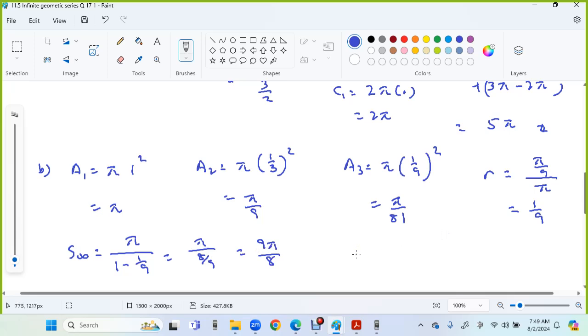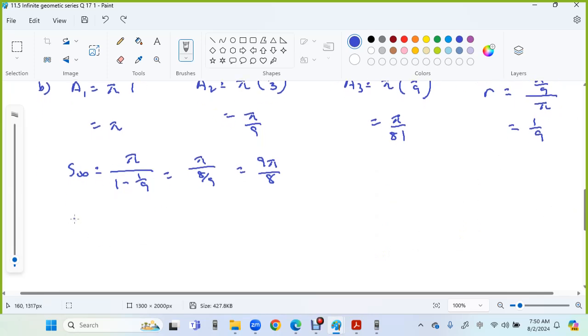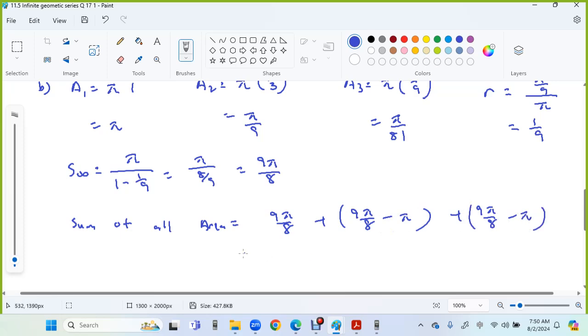So the sum of all the areas will be 9 pi over 8 plus 9 pi over 8 minus pi, plus 9 pi over 8 minus pi. Then we have pi over 8 left over, so 11 pi over 8.